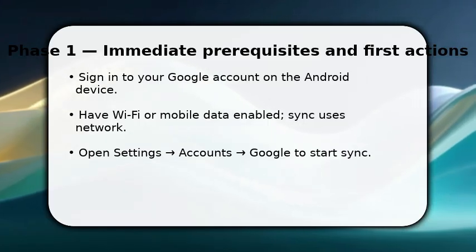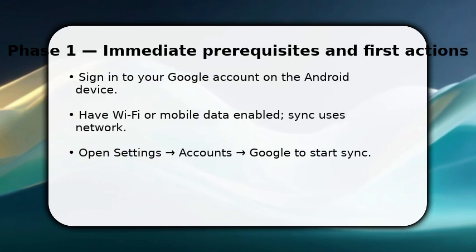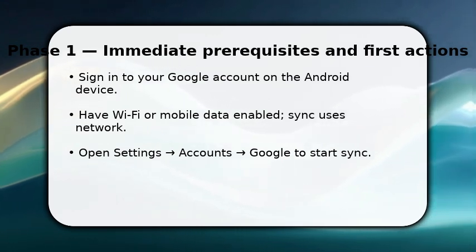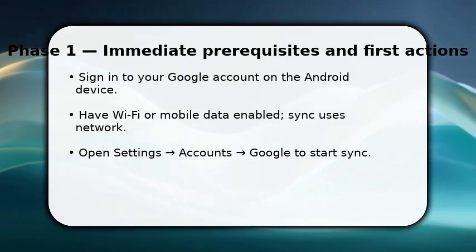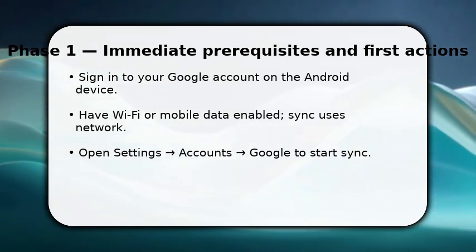You're signed in and online. Now make the device pull contacts from Google. Open Settings, tap Accounts, choose your Google account, and check that Contacts Sync is enabled. You do this so the server copy merges with the phone copy.